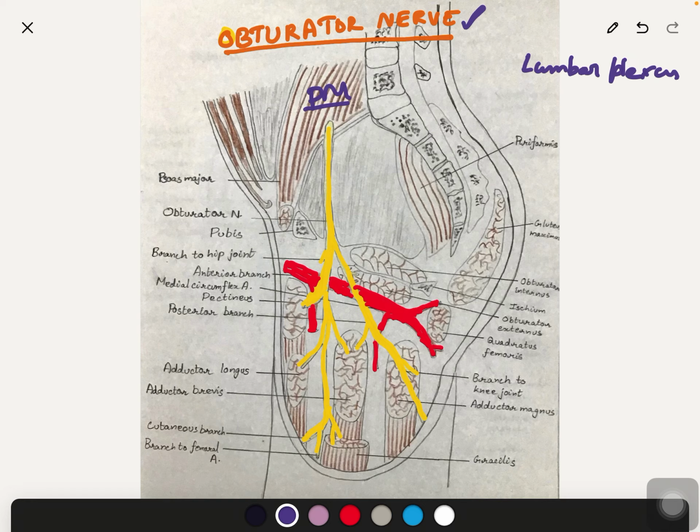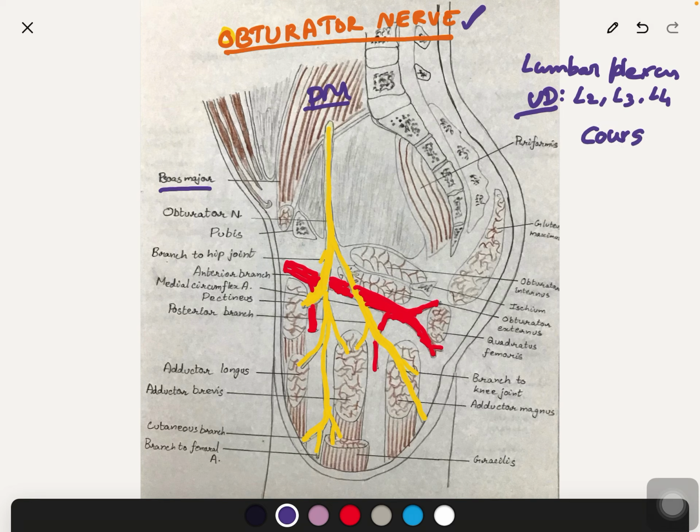It is a branch of the lumbar plexus from the ventral divisions of the ventral rami of L2, L3 and L4. The dorsal divisions of the ventral rami of L2, L3, L4 form the femoral nerve. Ventral divisions form the obturator nerve. It descends in the psoas muscle. Now we will start with the course.